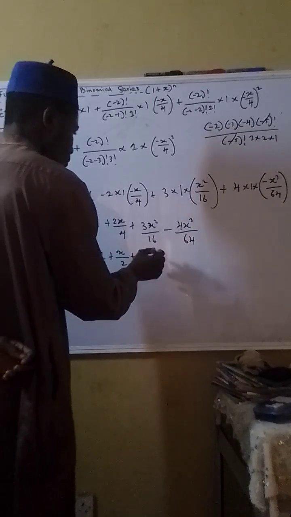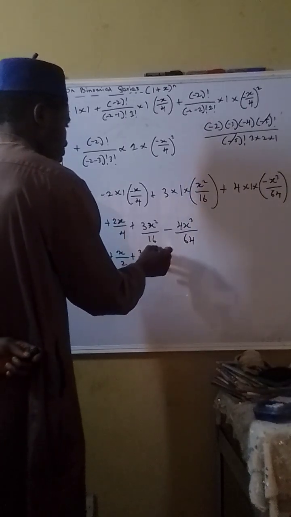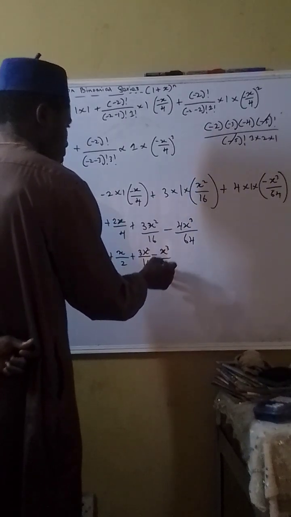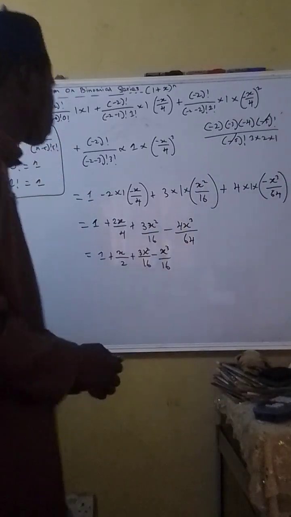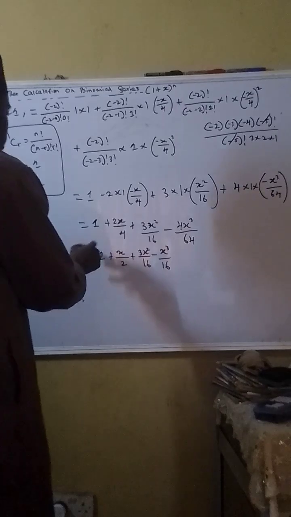Then negative x cubed over what? Over 16. Are you getting what I'm saying? 4 in 4, 1, 4 in 64, you have 16. So this is our answer for the expression.